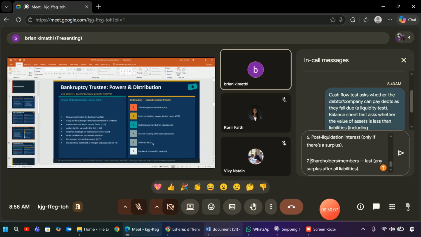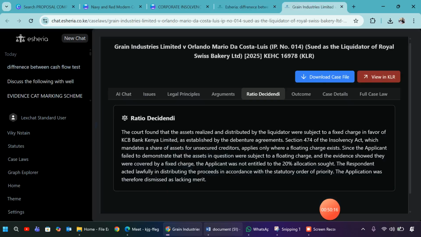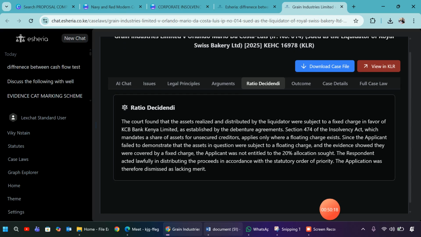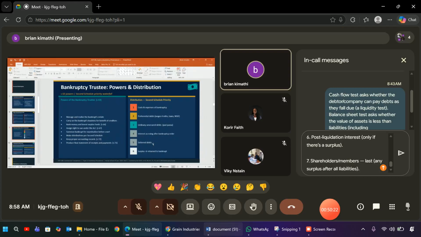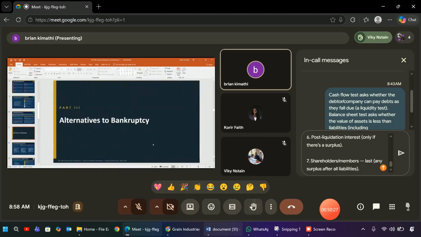So what does that mean? That means that even the money can end up here at the cost and expenses of bankruptcy. Point 1. The money that remains, after the cost and expenses of bankruptcy, then that's it. The company is finished. You see? And that's why there is a hierarchy, in the second schedule of the Insolvency Act. Let's ensure that we also do more research on that.